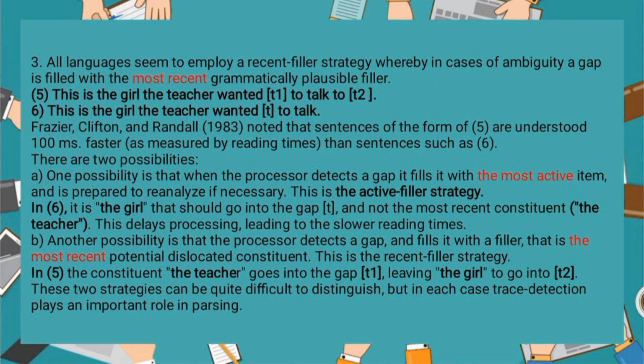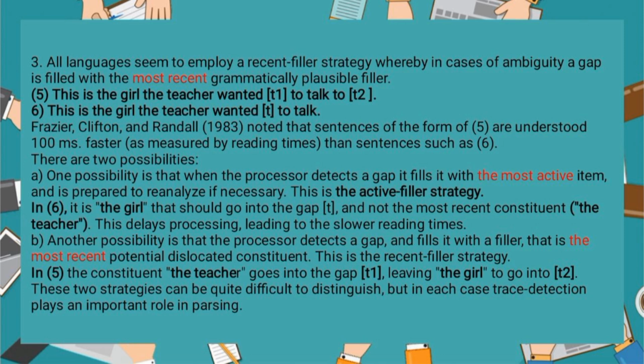All languages seem to employ a recent filler strategy whereby, in cases of ambiguity, a gap is filled with the most recent grammatically plausible filler. Example 5, this is the girl the teacher wanted T1 to talk to T2. Another example, number 6, this is the girl with the teacher wanted T to talk.